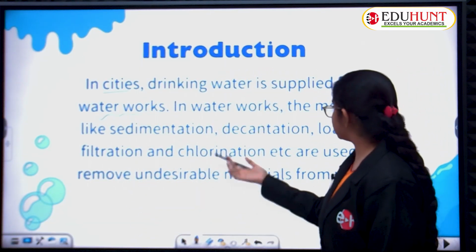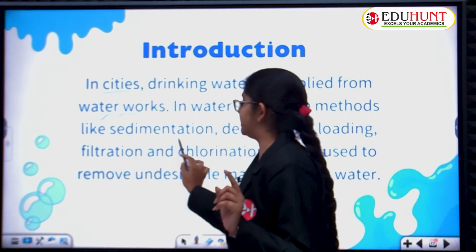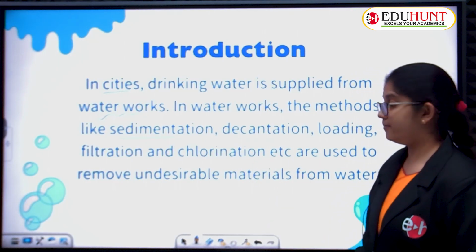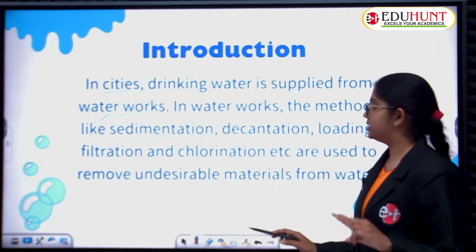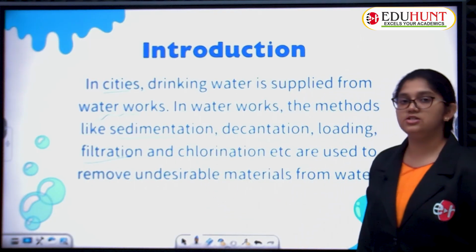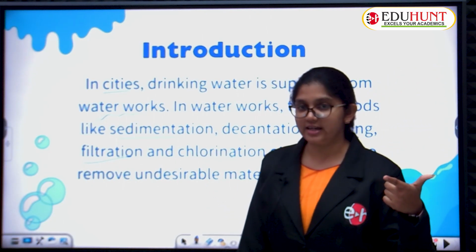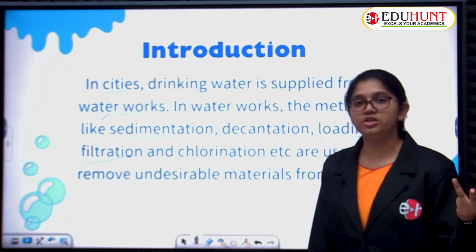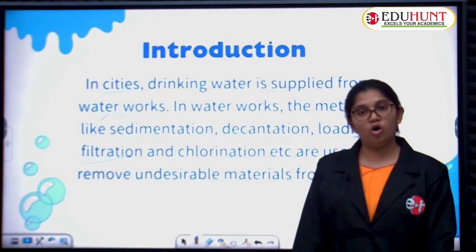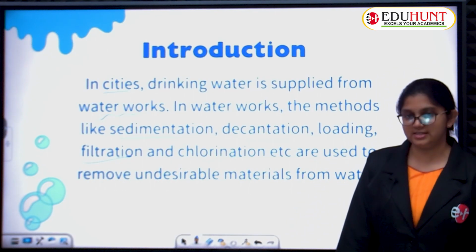In waterworks, methods like sedimentation, decantation, loading, filtration, and the last one, chlorination, are carried out. What are they, children? Sedimentation, decantation, loading, filtration, and the last one is chlorination. All these steps are involved to get suitable drinking water for our cities.